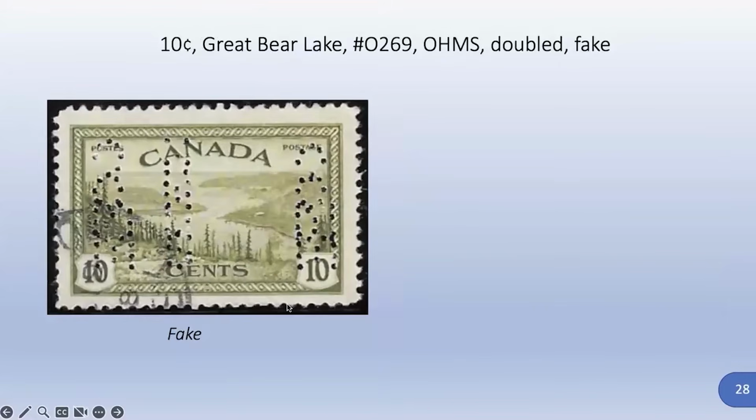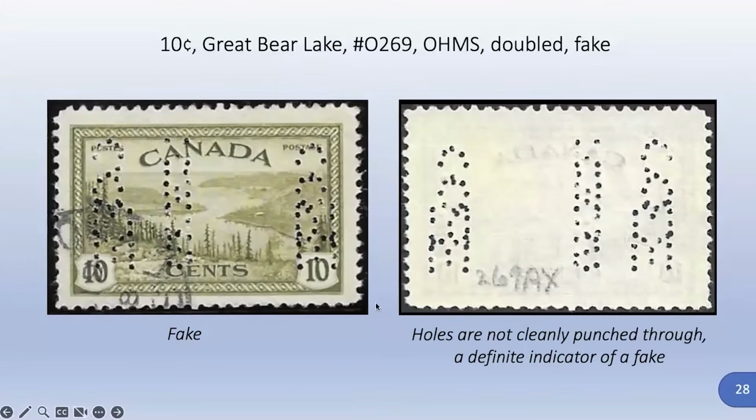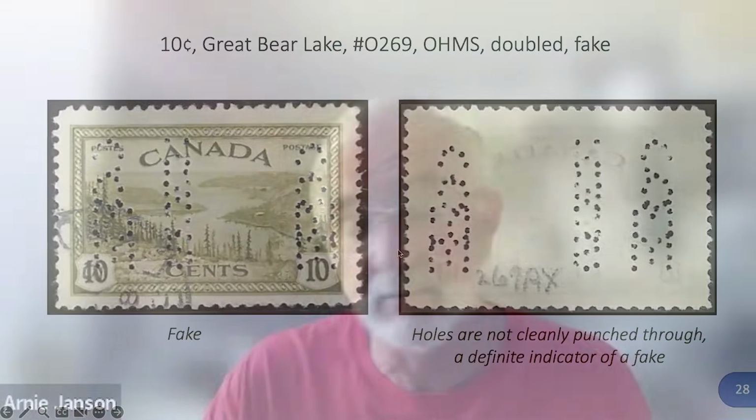Here's an OHMS doubled fake. You can imagine these kinds of varieties that have OHMS and doubled OHMS over, those are even more special. But it's really clear when we look at it from the back. These perforations are not clearly punched through. And that's the obvious tell that this is a fake. The proper OHMS stamps are clearly punched through. If you'd been a little more careful and got them punched through carefully, it could have worked. So that's one reason I don't buy any OHMS stamps that are not on cover, because they are so easy to reproduce and fake the OHMS overprints on them.